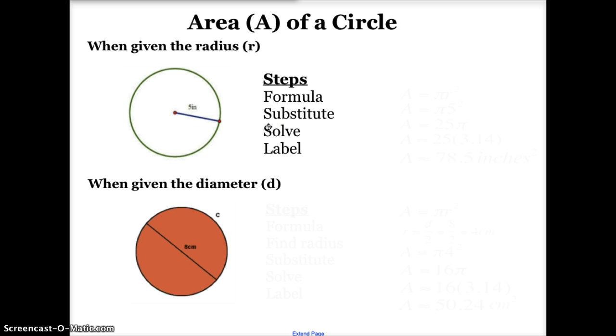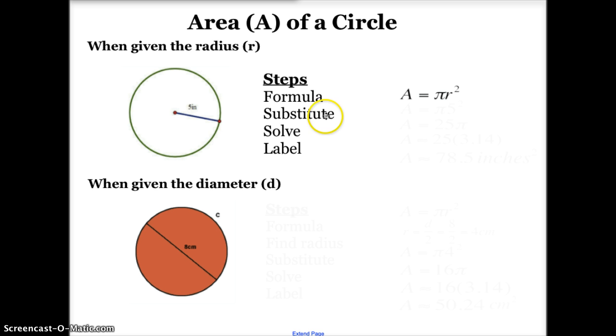Then I'm going to solve it. And lastly, I'm going to put the correct units on this. I want to know how many squares it's going to take to cover the circle. Let me show you how to do it. So the formula is going to be pi r squared. Area is equal to pi r squared. So I write that down.